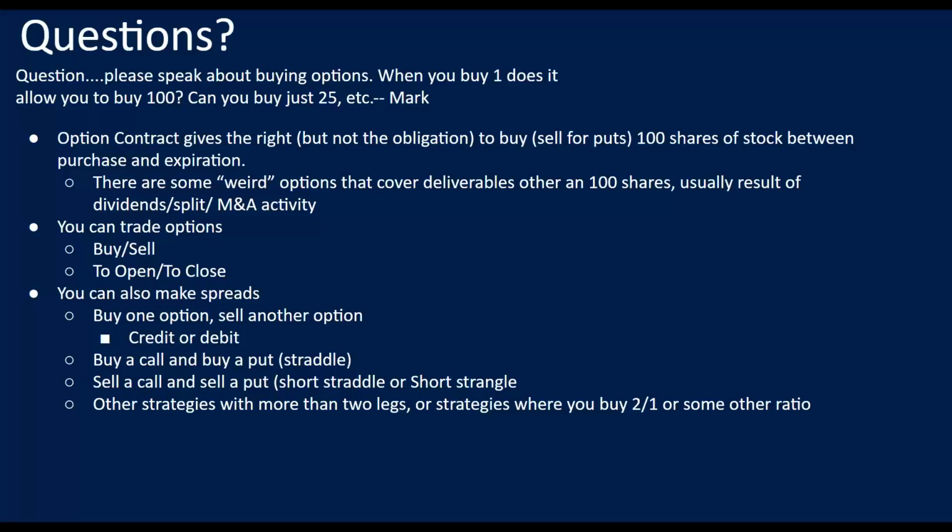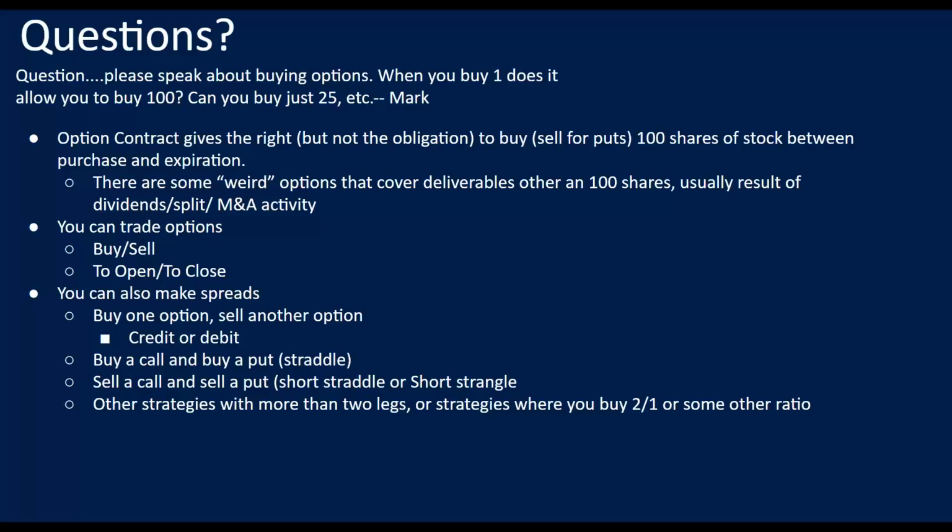Okay, so an option contract gives you the right, but not the obligation, to buy, or in the case of puts, sell 100 shares of stock between when you purchase it and when the option expires. There are some weird ones, called non-standard options, that have a deliverable other than 100 shares, but those are usually the result of dividends, a stock split, or some M&A activity. They're the result of something, right?